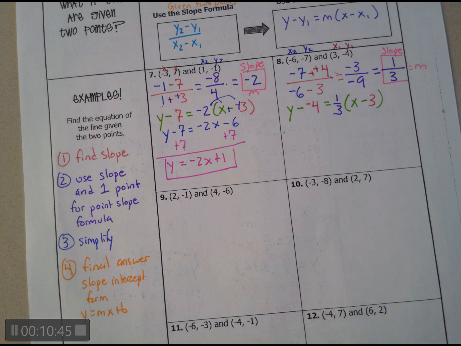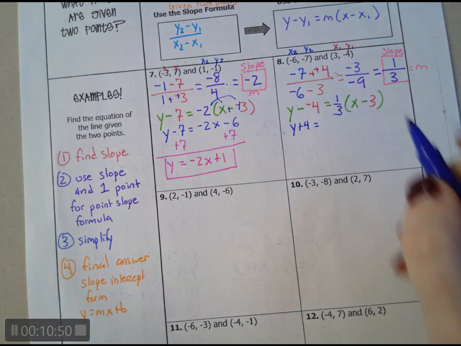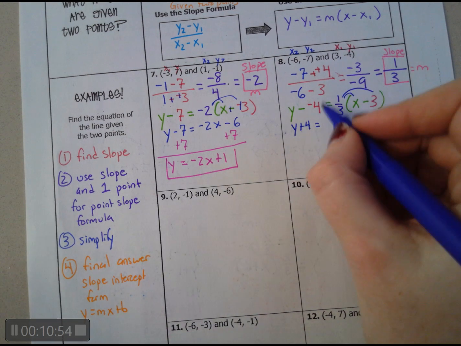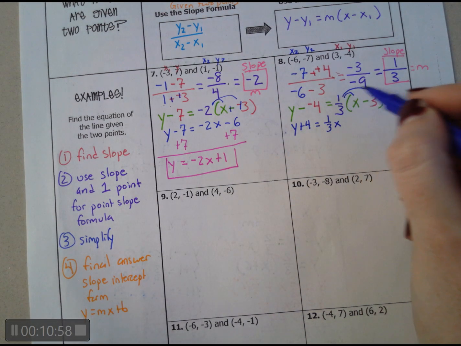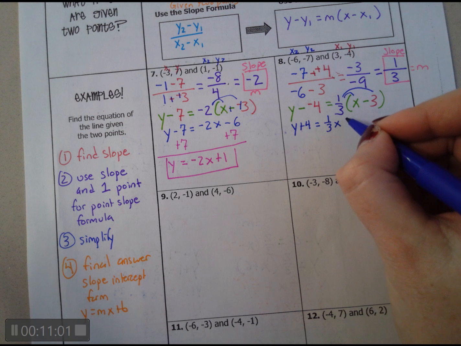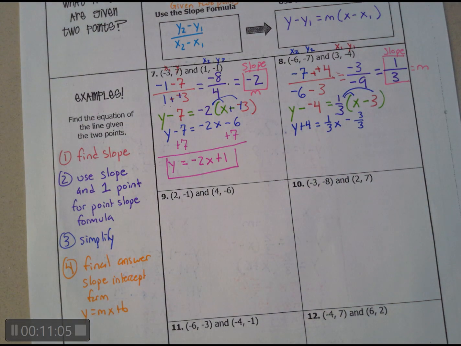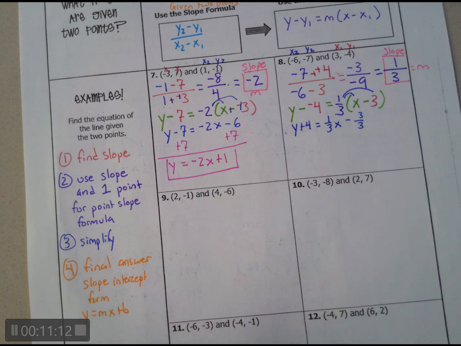Good. So I have y plus 4 equals, and now we need to distribute our 1/3. So 1/3 times x will just give me 1/3 x. And then 1/3 times negative 3 is going to give me negative 3 over 3. Alrighty, you okay with that? Because all I did was multiply the top, our numerator, times the whole number of negative 3. Okay, because that's all that we do when we multiply fractions and whole numbers.